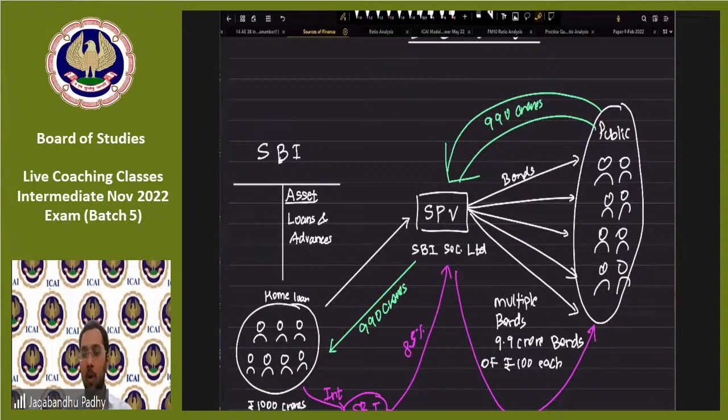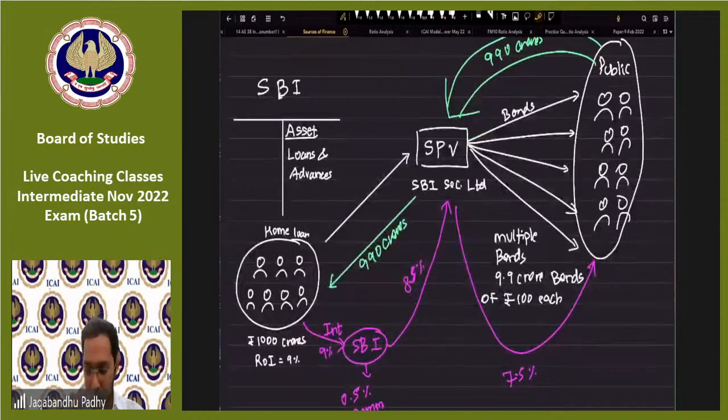Now, what is this SPV going to receive? It will receive interest on this loan through SBI. So SBI will receive 9% interest, but it will keep 0.5% as a commission for itself, and maybe 8.5% will be passed on to SPV. Or sometimes it may be the case that SBI may transfer the full amount. And out of that 8.5%, by keeping a margin, SPV will give money to the public at large.